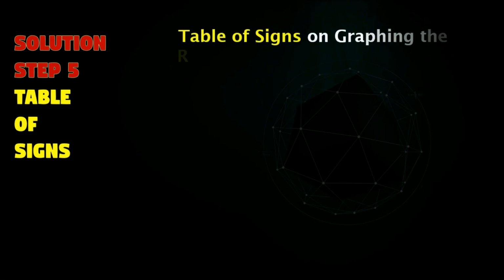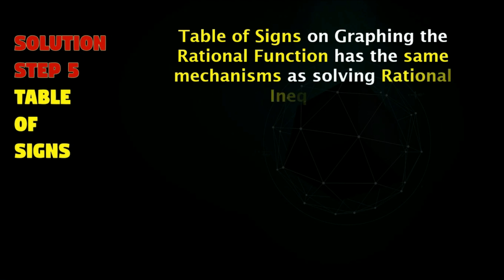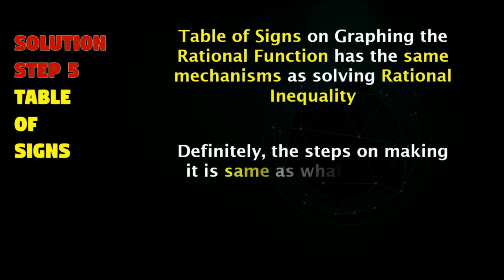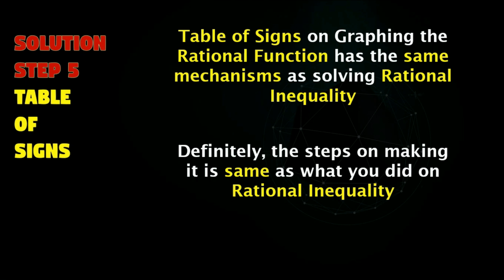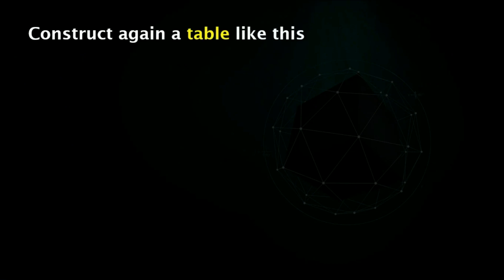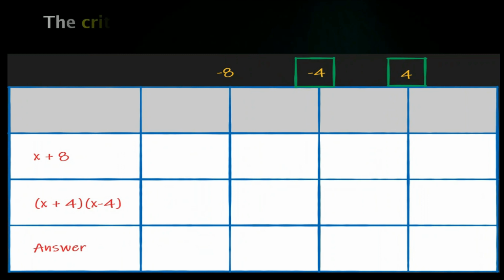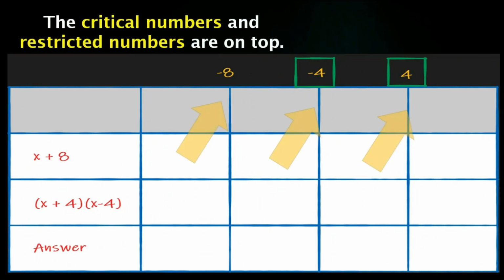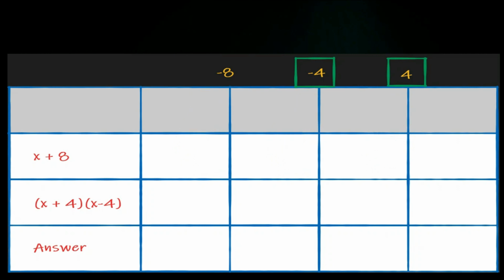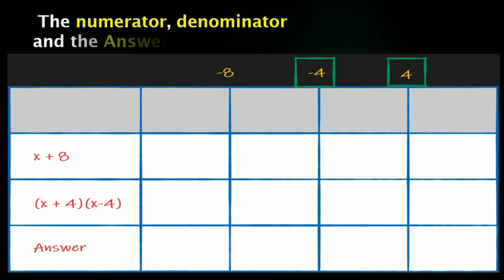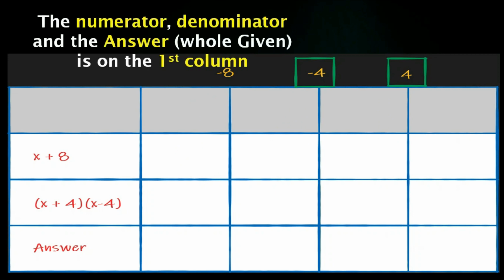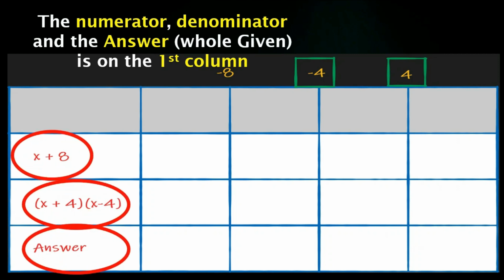Ang susunod na steps ay tinatawag na table of signs. Ang table of signs sa graphing ng rational function has same steps on how you do it when dealing with rational inequality. So, you will construct a table again like this. Critical and restricted numbers are on the column titles. Remember that you must arrange it from least to greatest. Then, yung numerator, denominator, at word na answer ay ilalagay naman sa row titles or first column.